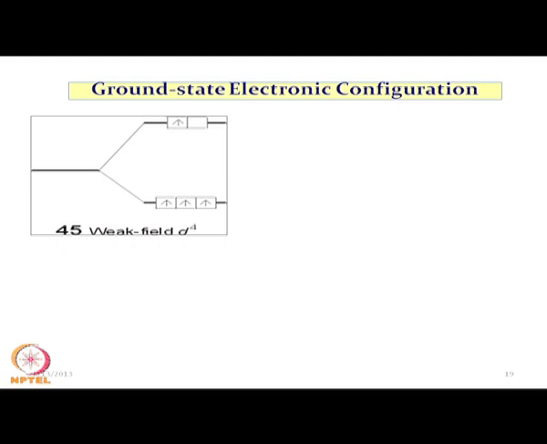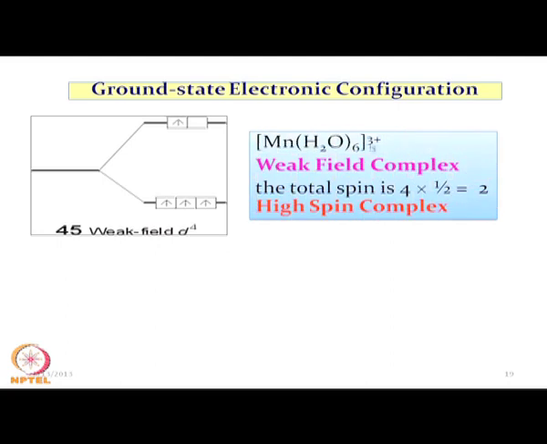So, how do we draw the corresponding diagram for the d4 situation? An example is well known for the manganese system, where we have hexaaquamanganese(III). Though manganese is in the trivalent state, we get a weak field situation in a water environment. So, in the water environment, manganese in the trivalent state still gives a high spin complex, that means we have 4 unpaired electrons.